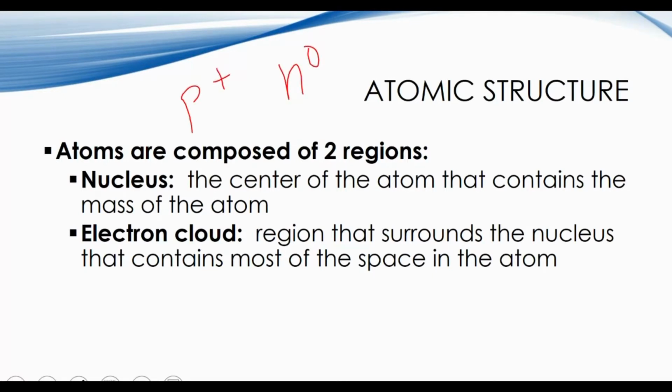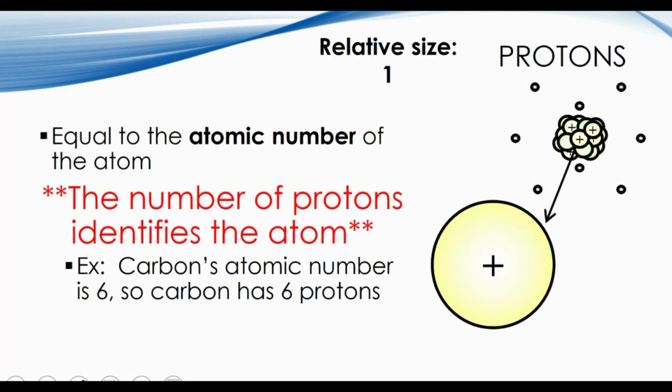Now as the electron cloud states in its name, it's made up of electrons. Now the electron cloud is the region that surrounds the nucleus, and it contains most of the space that makes up the atom. In other words, the electron cloud accounts for the majority of the volume of the atom. So let's start with the proton.